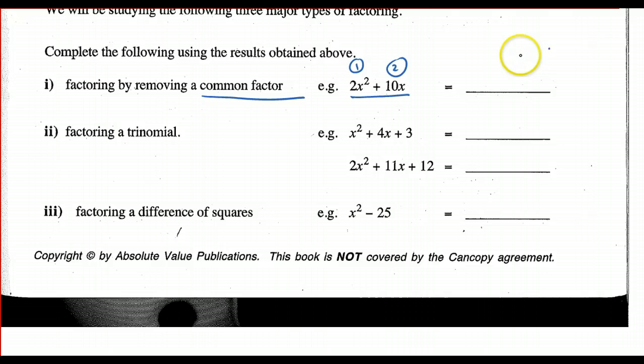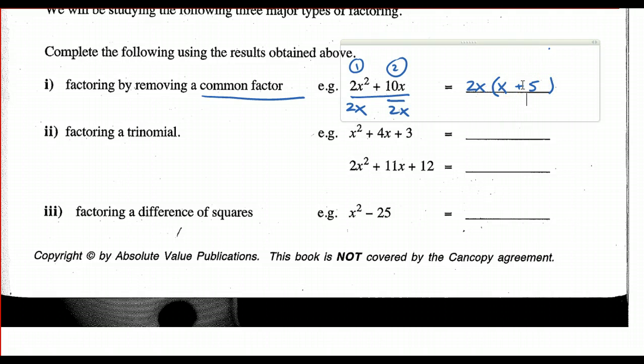So I'm going to pull out the 2x. What I mean when I say pull out is that I'm dividing both of these terms by 2x, and then writing the result in the bracket. When I divide 2x squared by 2x, I'm left with x, and when I divide 10x by 2x, I'm left with a plus 5. That is essentially how factoring works, by removing a common factor.